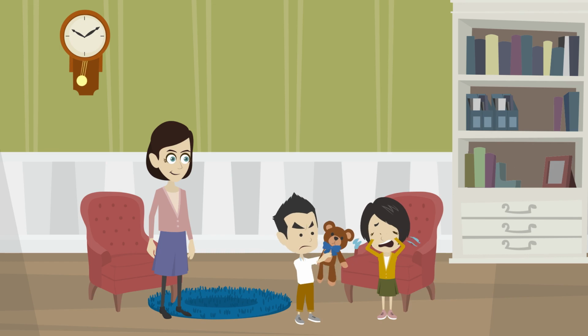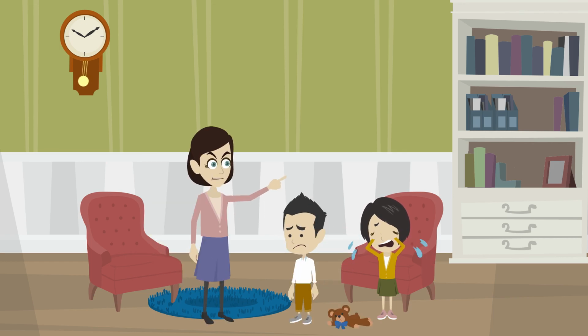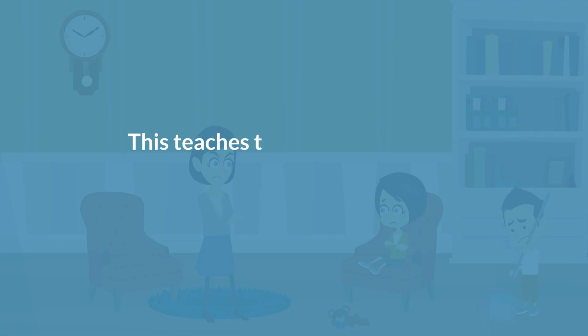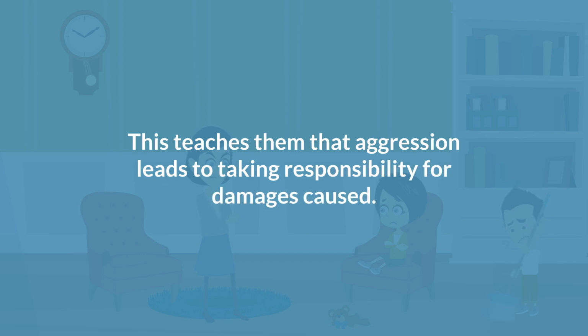Example 4. If a child breaks a sibling's toy out of anger, they would replace it from their allowance or do chores to pay for it. This teaches them that aggression leads to taking responsibility for damages caused.